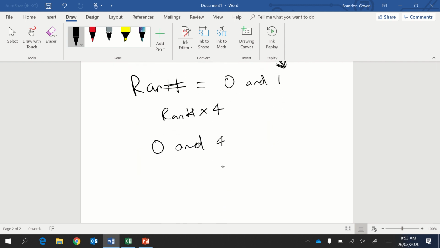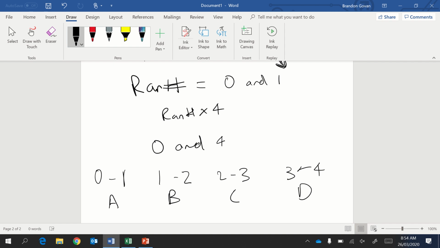So let's say that if the number comes back between 0 and 1, we're going to consider that candidate A. If the random number comes back between 1 and 2, we're going to consider that to be candidate B. Between 2 and 3 is going to be candidate C. And between 3 and 4 is going to be candidate D.